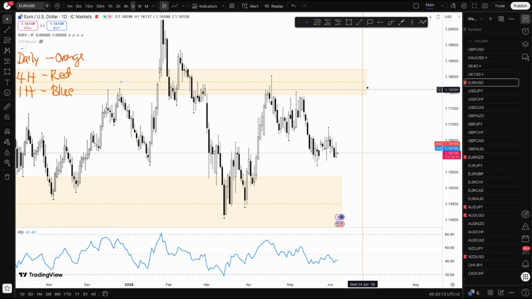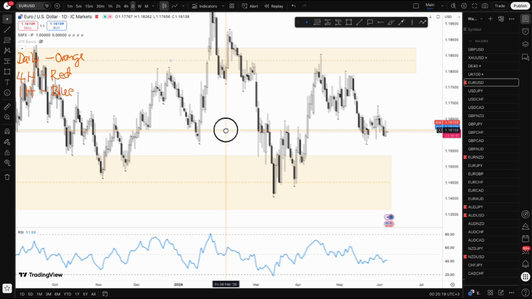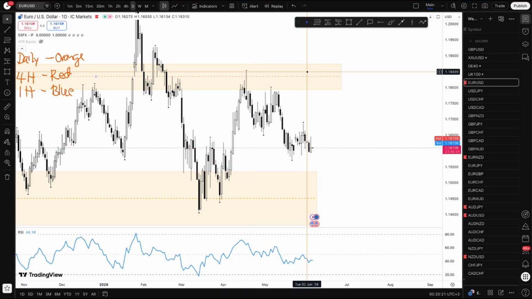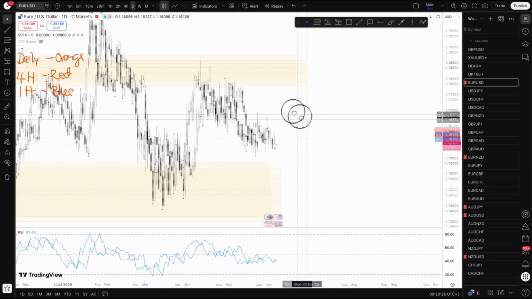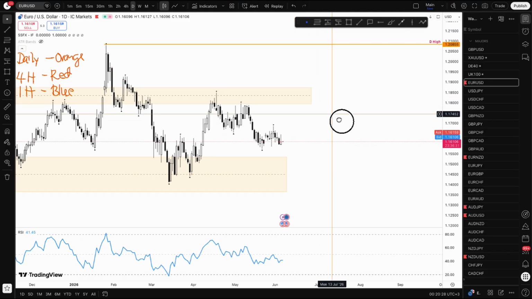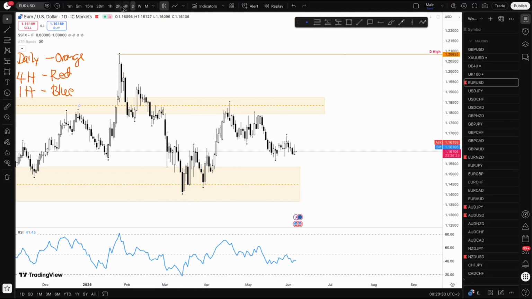But in any case, as you can see, I had marked zones on the daily time frame. A lower zone that I was considering a target, and the higher zone. These zones have been around for quite some time. In any case, this is not a video on how you draw your zones. This is just how I prefer to do it.